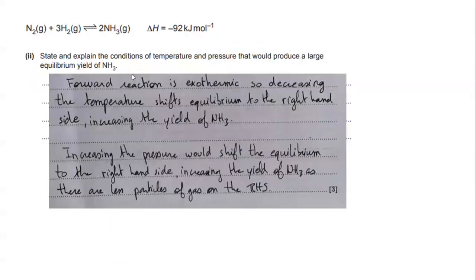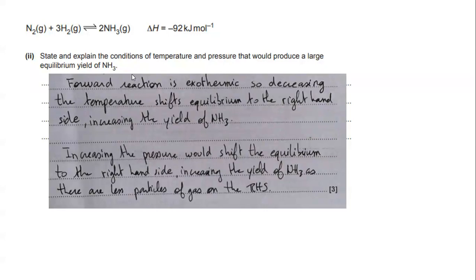Next one. Okay, so we have this data. State and explain the conditions of temperature and pressure that would produce a large equilibrium yield of NH3. So we can see from the data that the forward reaction is exothermic. It has a negative delta H. So if it's exothermic, decreasing the temperature is going to shift the equilibrium to the right to make more product, increasing the yield of NH3. Okay, the system is going to compensate the change. So if you decrease the temperature, the system will shift to increase the temperature. Therefore, you're going to have more of the exothermic reaction happening.